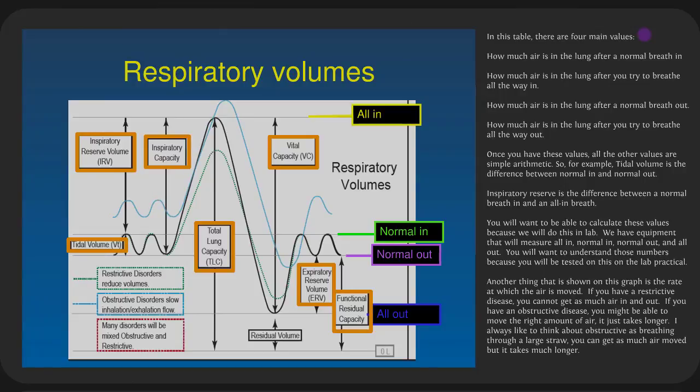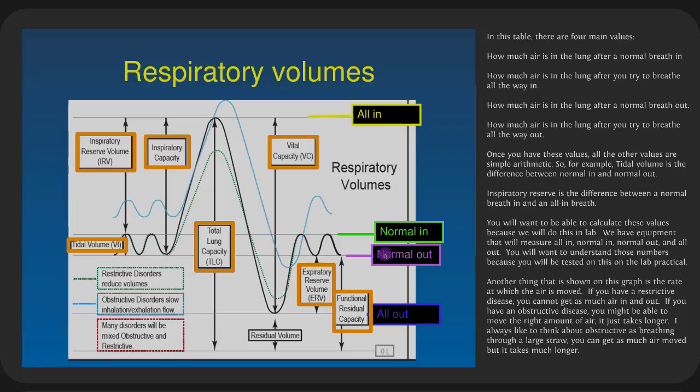In this table, there are 4 main values over here on the left. How much air is in the lung after a normal breath in, how much air is in the lung after you try to breathe all the way in, how much air is in the lung after a normal breath out, and how much air is in the lung after you breathe all the way out. Once you have these values, all the other values are simple arithmetic. So for example, tidal volume is the difference between normal in and normal out.